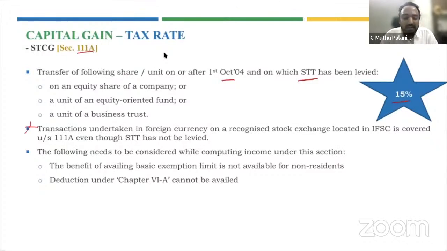We will skip this part. The following needs to be considered. The benefit of availing basic exemption limit is not available for non-resident. A non-resident cannot avail basic exemption limit. In this situation, deduction under Chapter 6A also cannot be availed. So these two things you have to keep in mind. Chapter 6A deductions are not allowed, and basic exemption limit is not available for a non-resident. The tax rate is 15%.